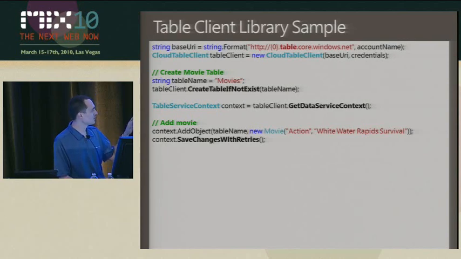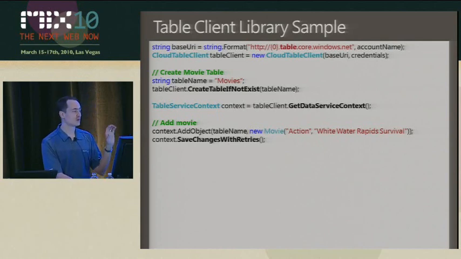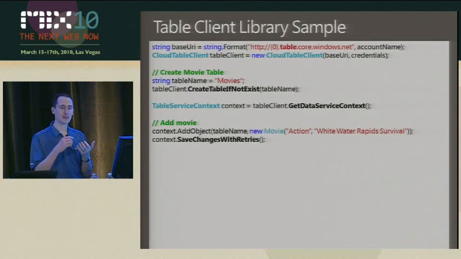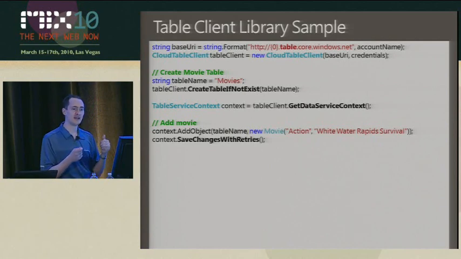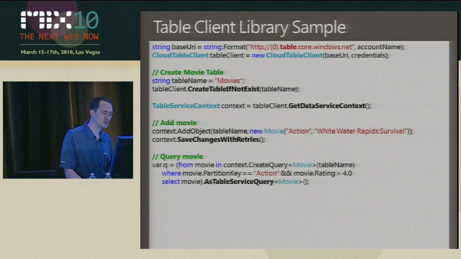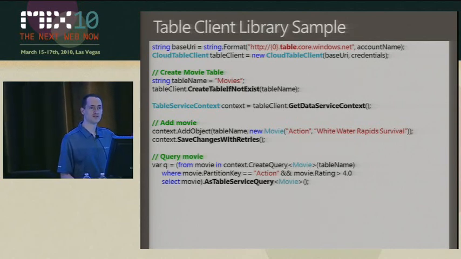And note, we actually wrap WCF data services with a save changes with retries. So this basically wraps their save changes with a retry, in that if there's a connection failure or timeout or server busy, we'll retry up to 3 times. And this retry also has built-in exponential backoff for you. And this is provided with the storage client library. So now let's say we've uploaded and inserted a bunch of movies into our table.